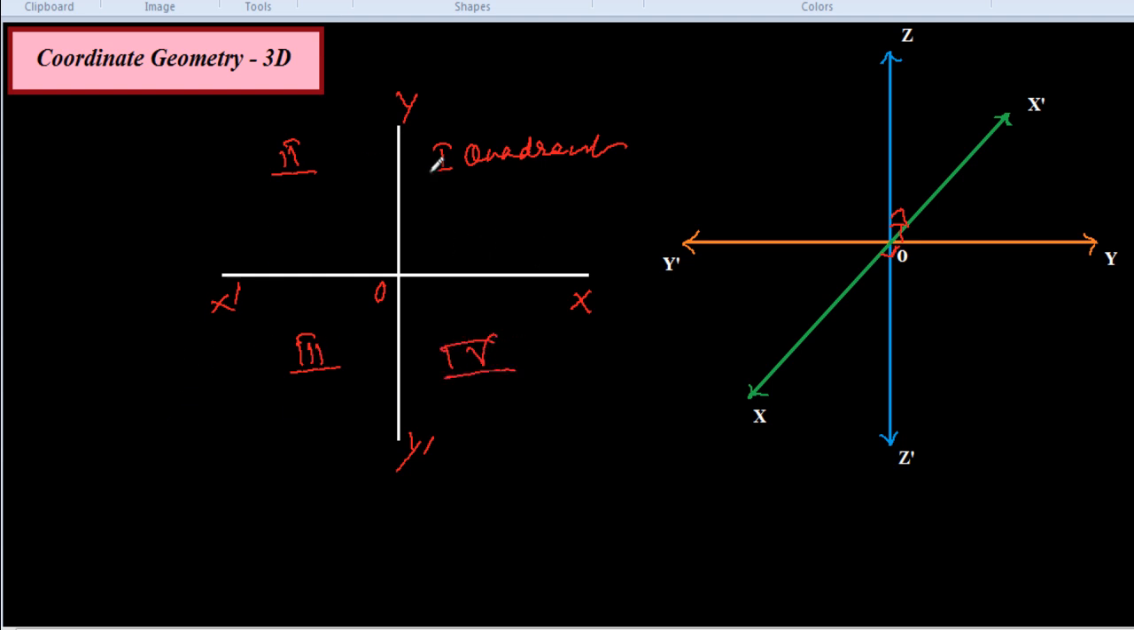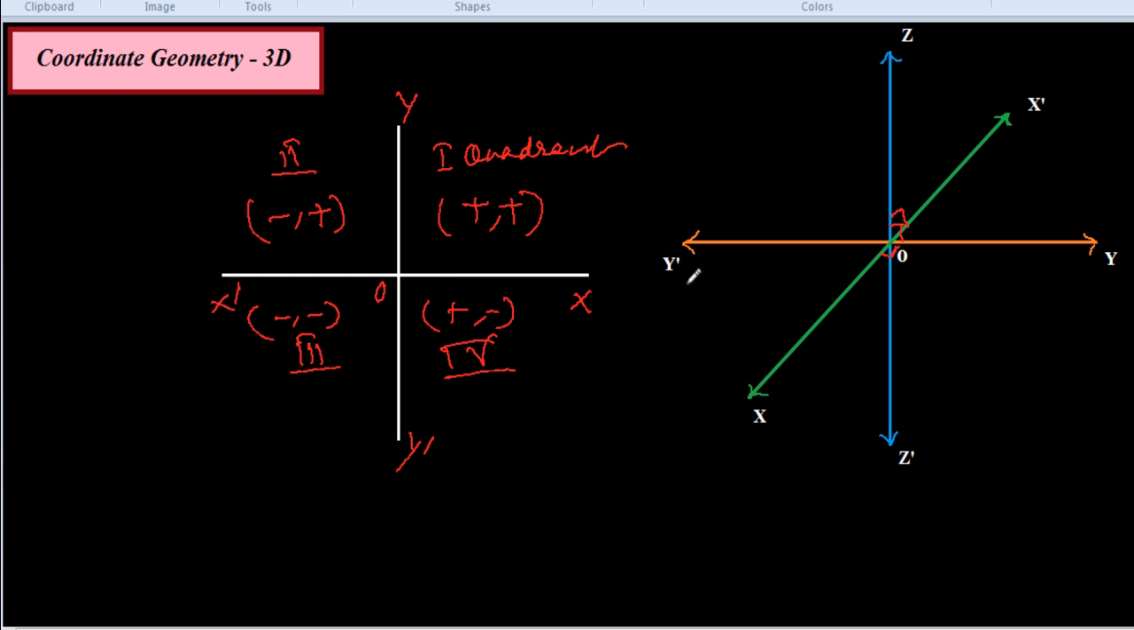In the first quadrant, x is positive and y is positive, both coordinates are positive. Here x is negative and y is positive. Here x and y both are negative. Here x is positive and y is negative. We have given names to the quadrants because the 2 axes divide the plane into 4 parts: first part, second part, third part, and fourth part.